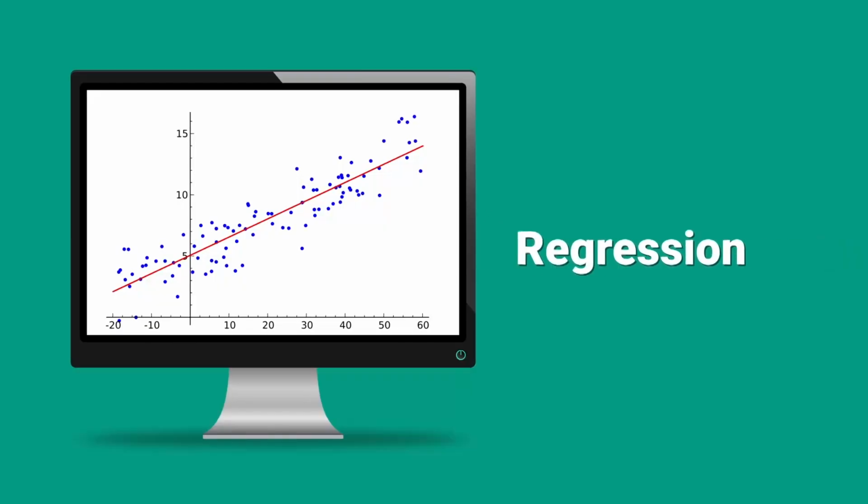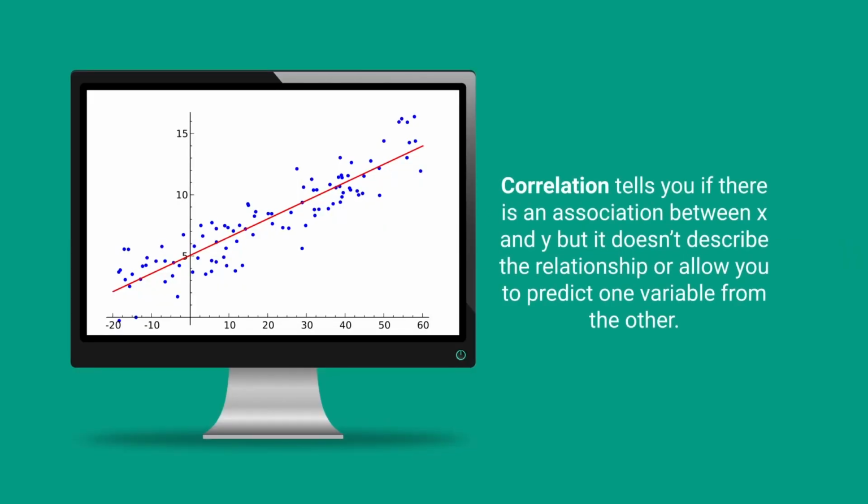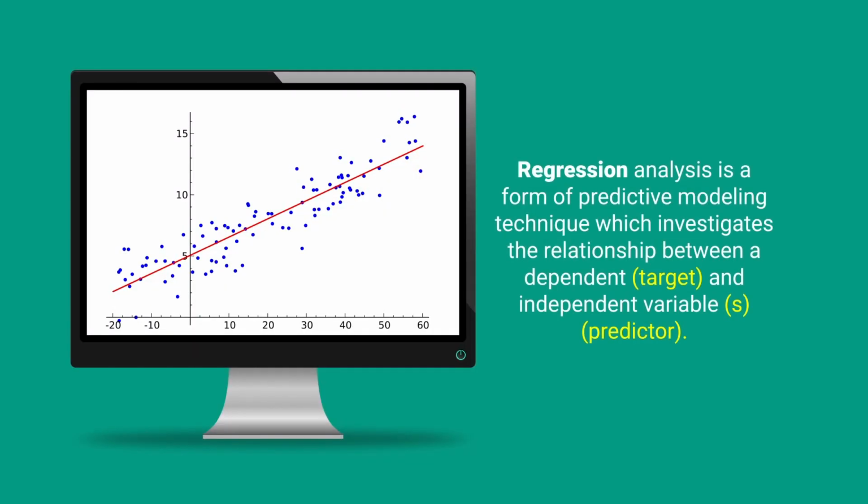So regression is purely a statistical way of doing things, and with the help of equations, with the help of straight lines, we are able to find out the best fit for specific data. So correlation tells you if there is an association between x and y, but it does not describe the relationship or allow you to predict one variable from the other. This is the biggest stumbling block the correlation has. And when we talk about regression, it gives you many things. So let's start with the regression analysis.